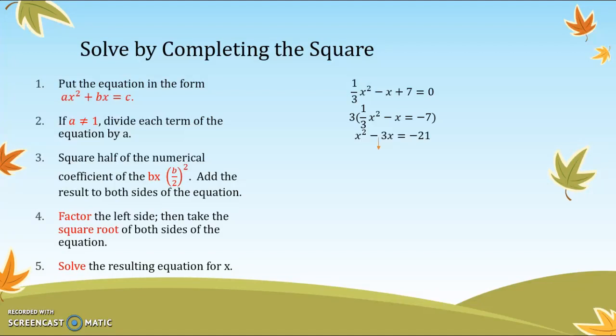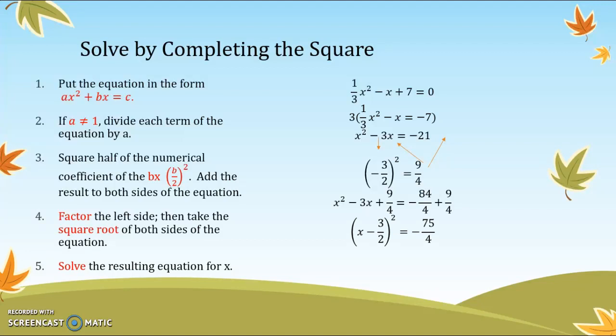I can now take my middle term, negative 3, divide it by 2 and square it. So I cannot simplify negative 3/2, so at this point, I'm going to be reusing that negative 3/2 when I factor, so keep that in mind. Negative 3/2 squared gives us 9/4, which I know I have to add to both sides of my equation. This gives us x squared minus 3x plus 9/4 equal to negative 21 plus 9/4. Negative 21, when you're writing a common denominator, is the same as negative 84/4.